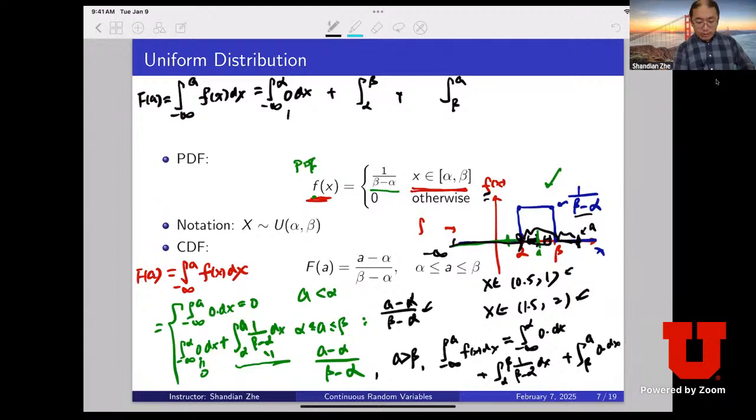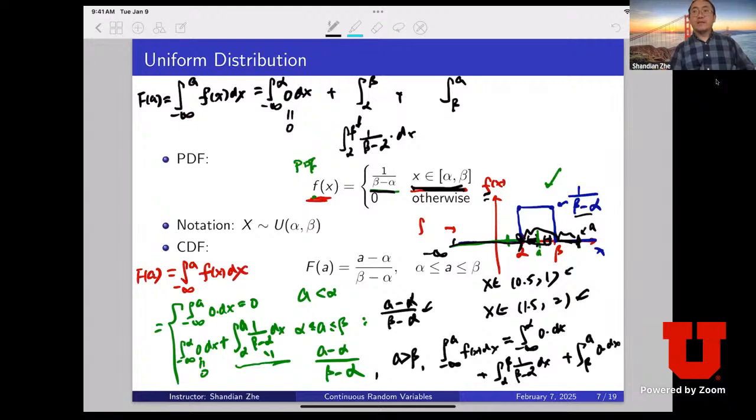Then this integration is simply 0. Does it make sense? Right? And then in the second range, when x belongs to alpha and beta, what's the value of our PDF? It's not 1, it's 1 over beta minus alpha, right? So in the second range, you're gonna calculate this integration from alpha to beta, and the small f(x) is 1 over beta minus alpha times dx.